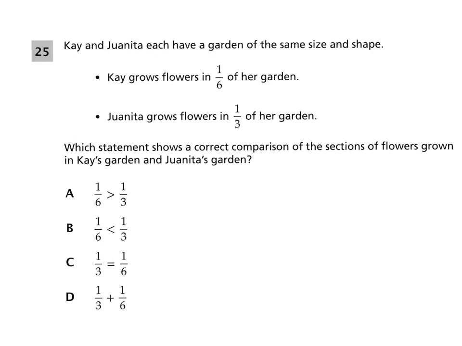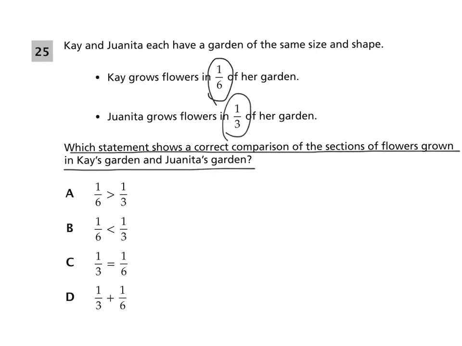Let's take a look at today's questions. Kay and Juanita each have a garden of the same size and shape. Kay grows flowers in 1/6 of her garden. Juanita grows flowers in 1/3 of her garden. Which statement shows a correct comparison of the sections of flowers grown in Kay's garden and Juanita's garden?